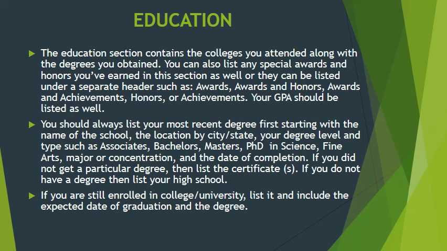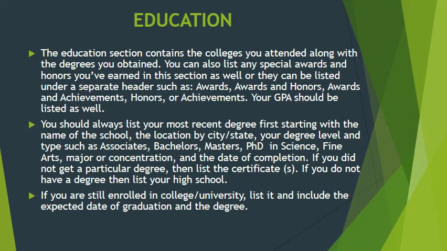Education. The education section contains the colleges that you attended along with the degrees that you obtained. You can also list any special awards and honors you've earned in this section as well, or they can be listed under a separate header such as awards, awards and honors, awards and achievements, honors, or achievements. Your GPA should be listed as well.